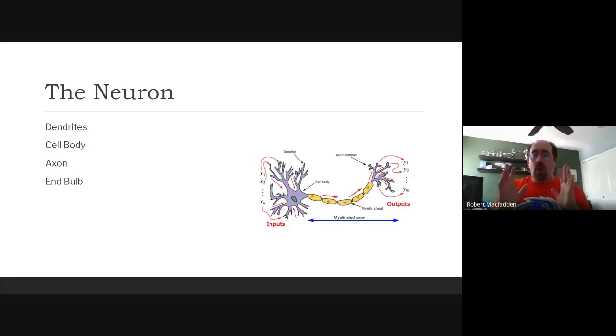So the neuron and understanding how it works makes it so that we understand how the brain functions, how our senses function, and how they can go wrong, because they can go wrong due to genetic disorders and things like that.